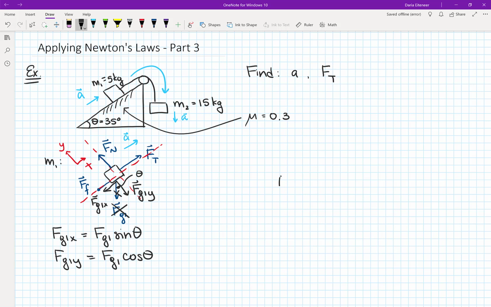A free body diagram for M2 should be a little simpler. Okay, so here we have a force of gravity 2, and we have force of tension. Here acceleration is going to be downward, the way that we decided, the way that we made an assumption. So the downward force obviously needs to be larger than the upward force. And also remember that force of tension is constant. We're not told otherwise. So we're assuming ideal rope.